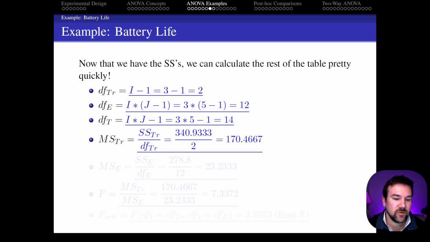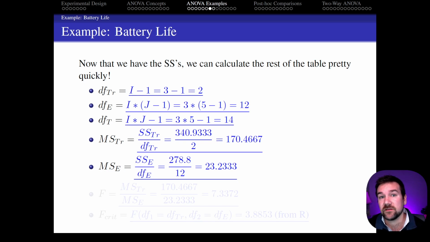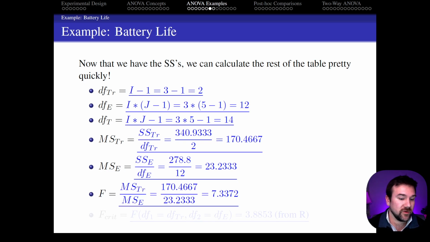We calculate the mean squares treatment by taking the sum of squares treatment over the degrees of freedom for the treatment. So 340.9333, which we found earlier, over 2, which gives us 170.4667 rounded to the 4th decimal place. The mean squares error, similarly, we take the sum of squares error divided by the degrees of freedom error. In this case, that's 278.8 over 12, or 23.2333 to 4 decimals.